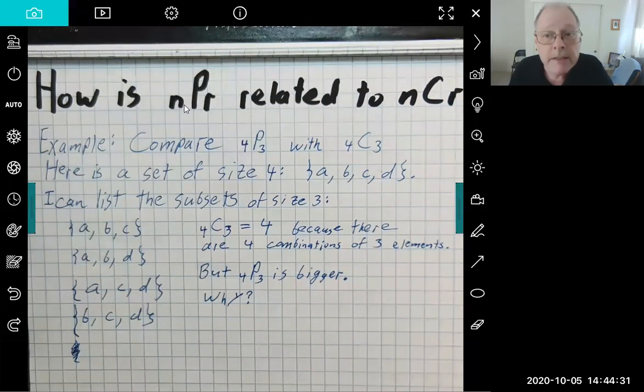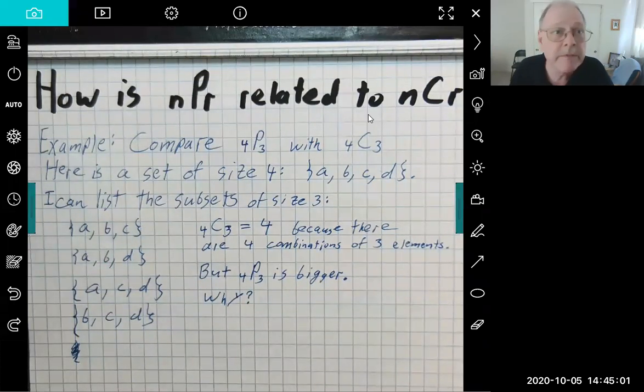And nPr is the number of permutations of size r that you could draw from a set of size n. Like the combinations, no repetition. You can't have one element belonging to it twice, but order matters. The permutation ABC is different from ACB.